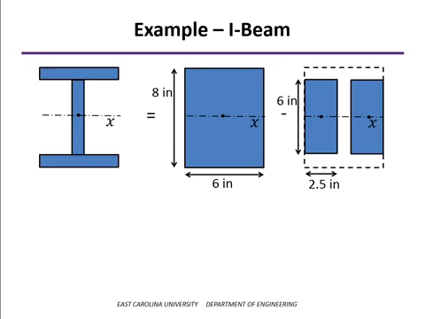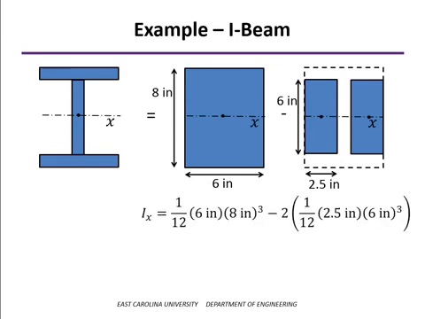And so our calculations will go like this: for the solid section, 1/12 bh cubed is b would be 6 inches, and the overall height is 8 inches. And for the segments that we're going to remove, of course being two of them, each of the base, since the overall base is 6 inches and the thickness of the web is 1 inch, that leaves us 2.5 inches on each side. And so we can do that calculation and find the moment of inertia as 166 inches to the fourth.